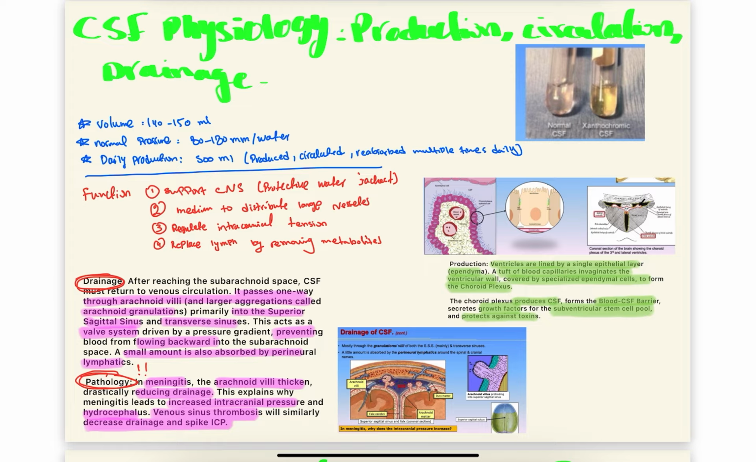Why are we doing this? Why is the CSF so important? Because it supports the CNS. It works as a water jacket to support it. It also helps distribution of large vessels. It also regulates any type of tension if I have an intracranial tension. It also replaces the lymph. Why? Because it removes the metabolites. It does the job of the lymph.